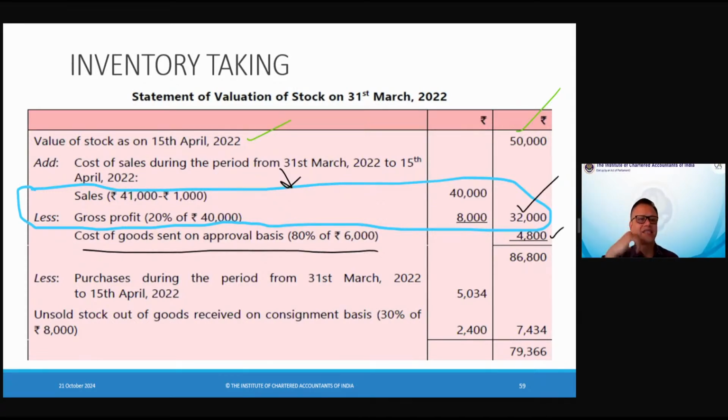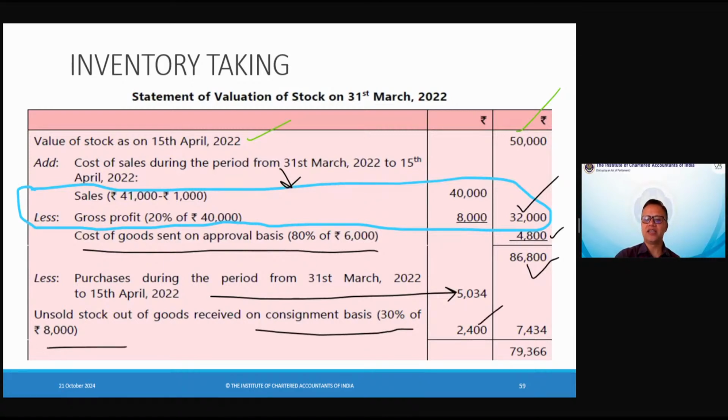So now we have to check the inventory and add it up, like cost of goods sold, the same treatment. Less, we have to deduct the purchases which have been made during the period of 31st March 2022 to 15th April, 5,034. And we also have to add, because this is not our inventory, the unsold stock of goods. Those other goods which were sold were not included in these sales, but those which are unsold are 2,400. You add it back and you get the figure as 7,434. From 86,800, when you deduct 7,434, you get 79,366.